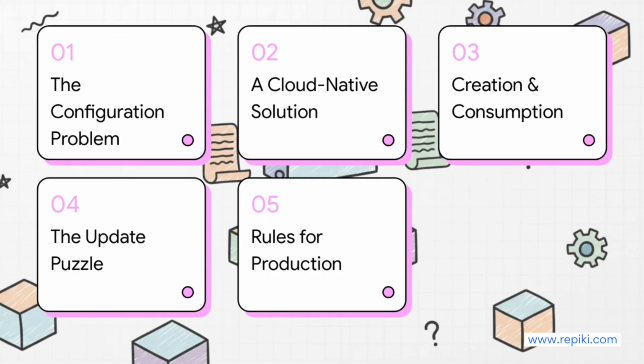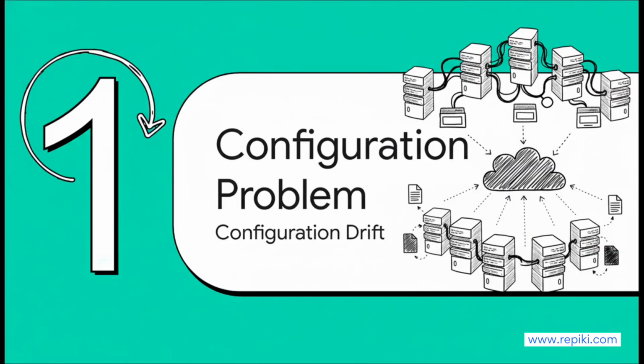Okay, so here's our game plan for today. We're going to start by really framing the problem that ConfigMaps were built to solve in the first place. Then we'll look at how they fit into that bigger cloud-native philosophy. After that, we'll get our hands dirty with creating and using them. We'll tackle the very tricky puzzle of updates, and then we'll wrap up with some hard and fast rules for using these in production.